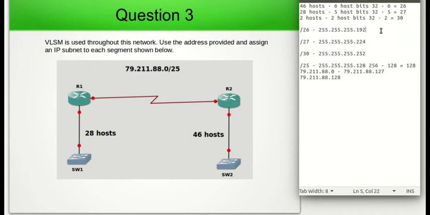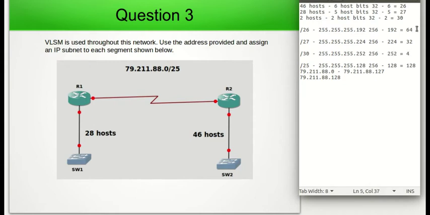So there's a range of addresses that have been assigned to us from this subnet. Now we're going to work out our increments for these three subnets here. The increment here would be 256 minus 192, which gives us 64. The increment for this subnet is going to be 256 minus 224, which gives us 32. The increment over here is going to be 256 minus 252, which gives us 4.